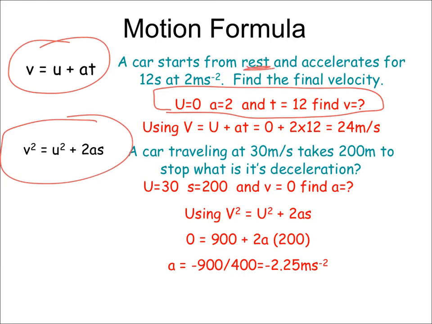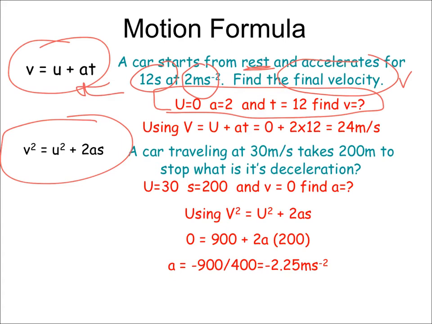Then u is equal to 0. A is equal to 2. There we are. That's A being equal to 2. And T is equal to 12. We write this information down and we're looking for the final velocity, which is V. So we look for a formula which combines them all and we find this one.